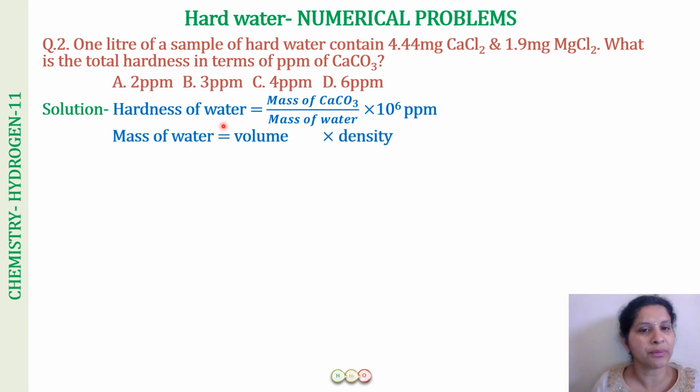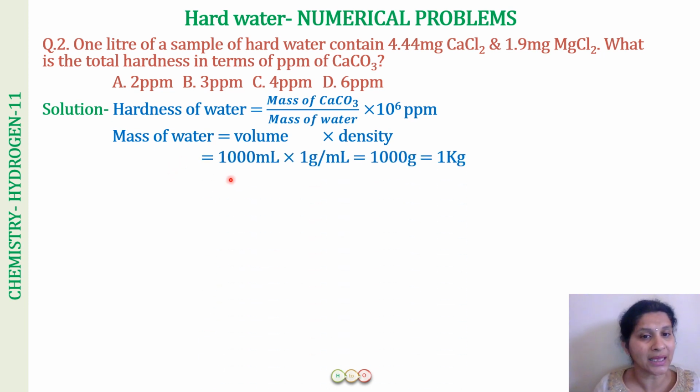Mass of water will be equal to volume into density. So the mass of water is equal to 1000 ml, that is 1 liter of water, into 1 gram per ml, that is the density. We will get mass equal to 1000 gram or 1 kilogram of water. So one thing we have found out, the mass of water. What is left behind? Finding the mass of calcium carbonate.